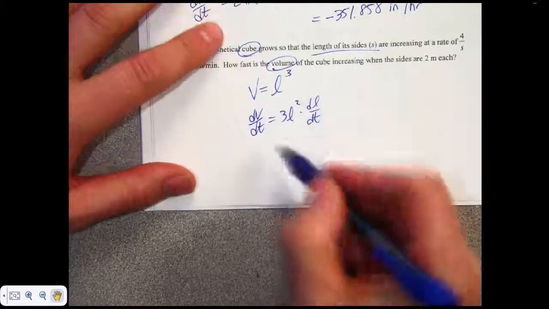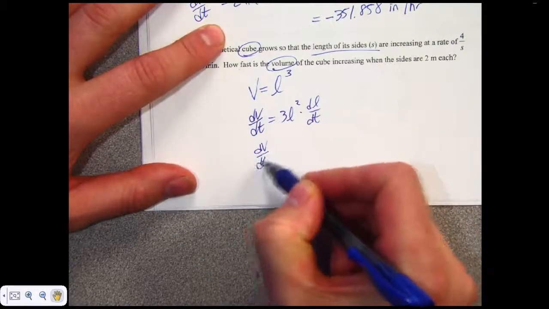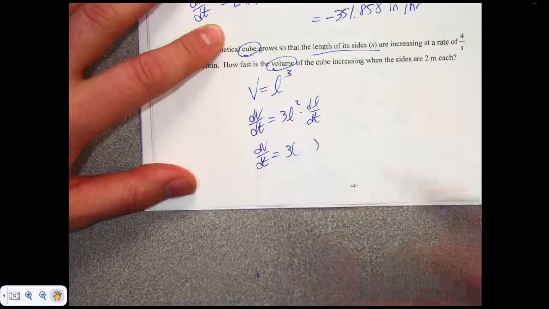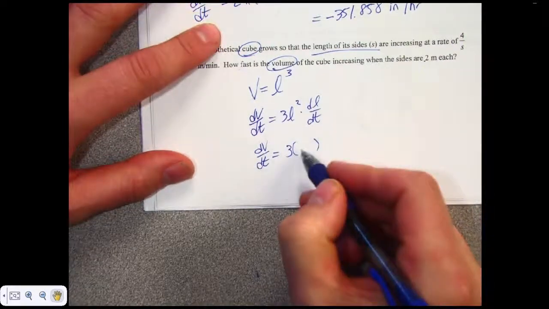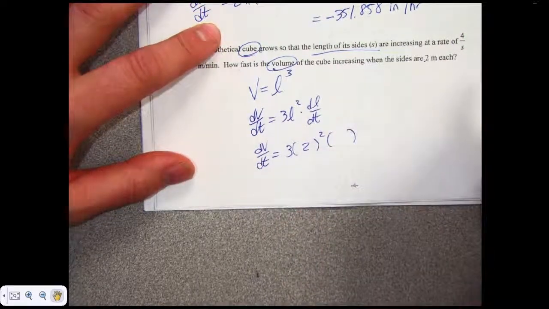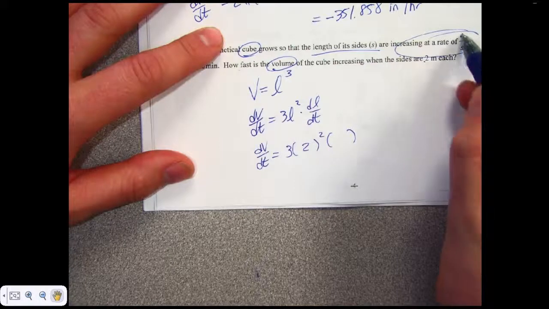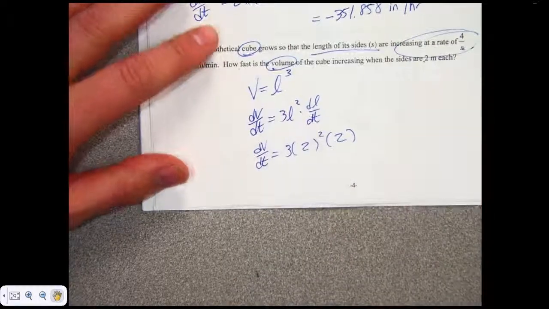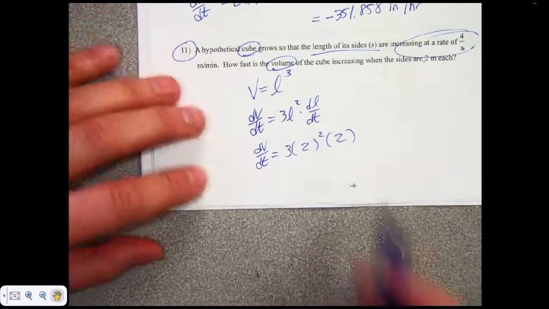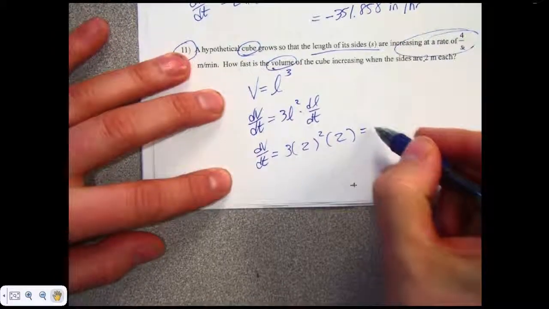Then look at what you know, what you want to know. So how fast is the volume increasing? That's dV dt. That's what I'm looking for. The length is 2. And dl dt is this 4 over s. But what's s? 2. So 4 over 2 is 2. 3 times 4 is 12. So is this 24?